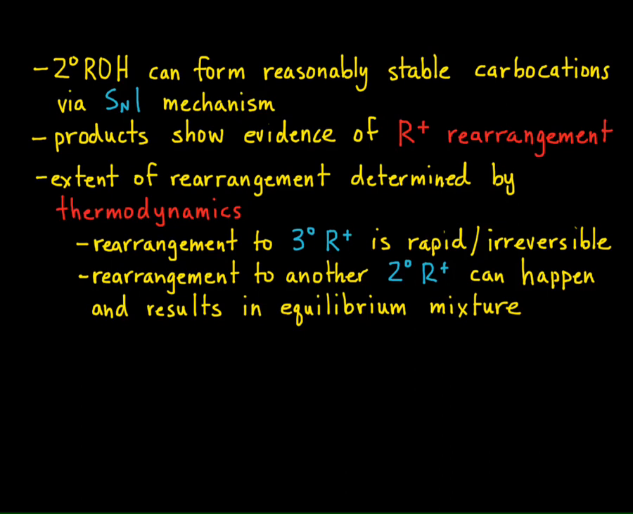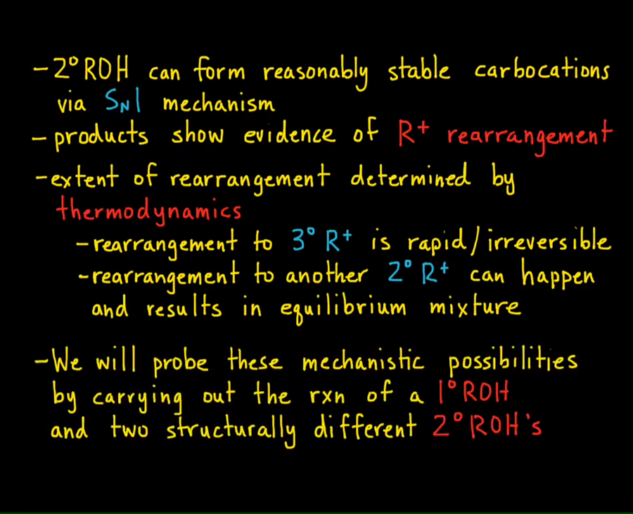Rearrangement to another secondary carbocation can also happen at times. Because there isn't a significant difference in energy, this results in an equilibrium mixture of carbocations, which ends up resulting in a mixture of alkyl halides as products. We will probe these mechanistic possibilities by carrying out the reaction of a primary alcohol and two secondary alcohols, one where the carbocation formed can rearrange to a tertiary carbocation, and the other where a carbocation can rearrange to another secondary carbocation.